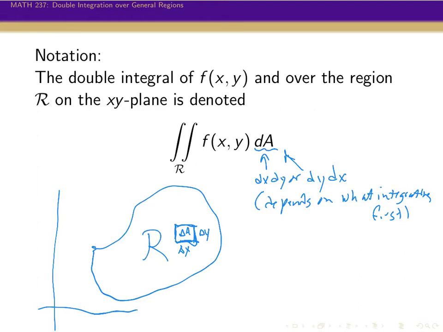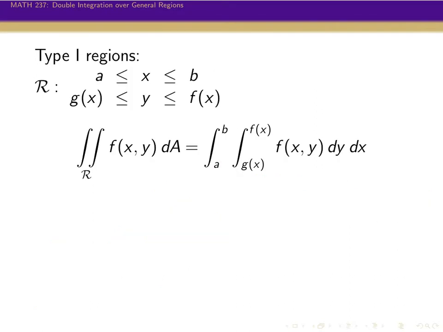The name of the game for this video is starting off with an integral like this in its general form, and then trying to figure out how to write it in a way where we can actually evaluate the integral. There are going to be two types of regions that we think about. The first one we're going to call type 1 regions. A type 1 region is one where, for the x variable, there's an interval where all the x values stay between a and b.